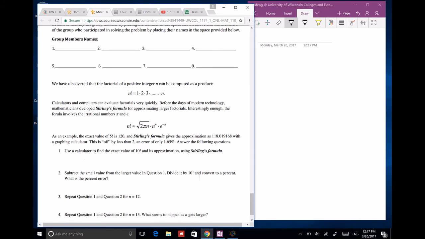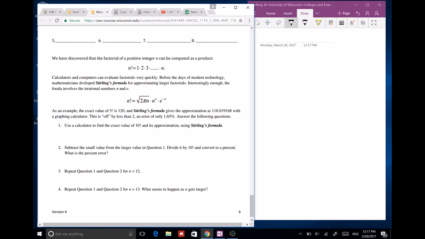Group discussion. We just calculate a factorial. A positive integer can be used as an example, like 120. Stirling's formula gives an approximation. With the graphing calculator, it's off by a small error. Use the calculator to find the exact value of 10 factorial.